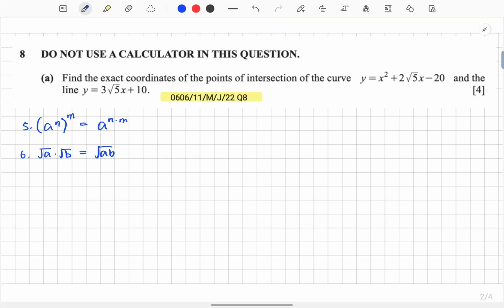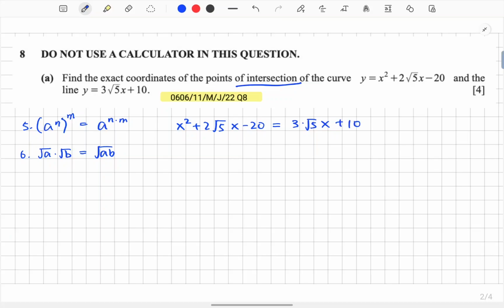In this question, we are seeing a quadratic equation. It is asking for intersections. Whenever we see intersections, it means they share the same x and y value. And in this case, we can see the y values are isolated. So we can simply join the two equations together by substituting y. It will become x squared plus 2 times root 5 x minus 20 equals the second equation, which is 3 times root 5 x plus 10.